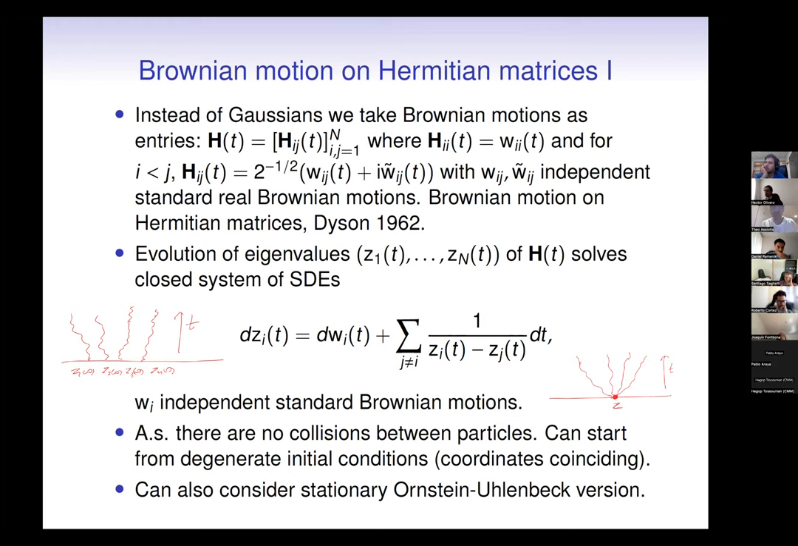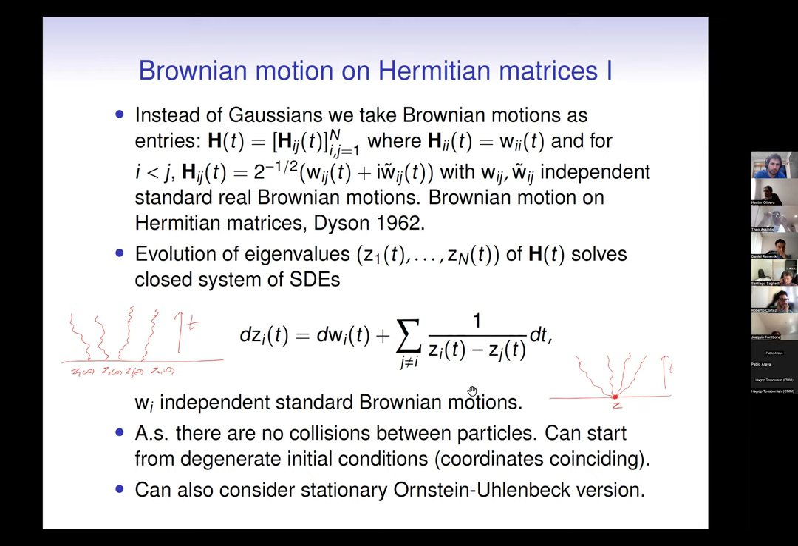And then the really nice thing about this is that if you look at the eigenvalues, of course the matrix is Hermitian, so they're going to be on the real line, and then they move in time. The really nice thing is that they solve a closed system of stochastic differential equations, and I just wrote it down here. Let's forget this interaction drift term for a moment. It says this dZi, which is the eigenvalue, is driven by some Brownian motion. So you have these n independent Brownian motions driving the eigenvalues, and then they interact. The interaction is given by the sum of 1 over zi minus zj.